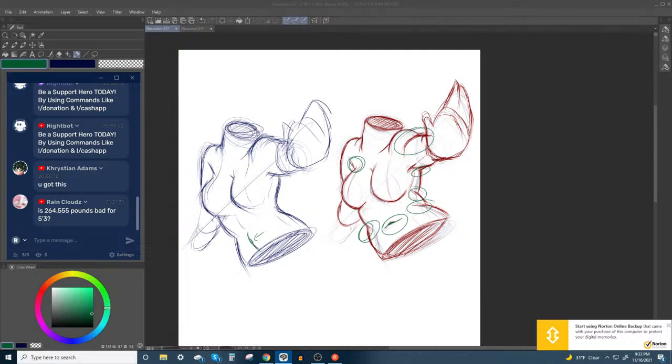All right, so I'm gonna erase this. Okay, erase all of this. I'm getting the hiccups. I'm sorry, guys. I keep hiccuping. Okay, so I'm going to make the body a lot more emphasized.